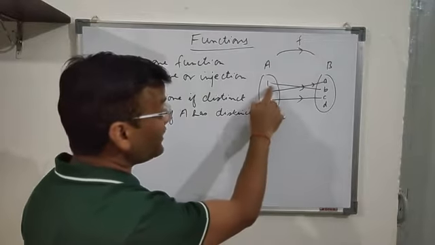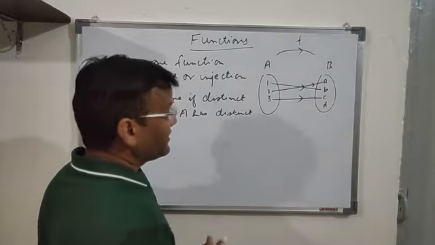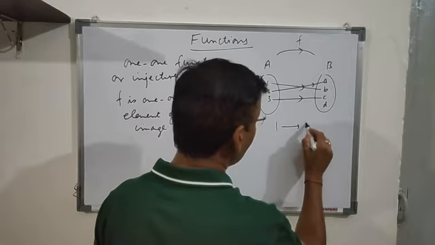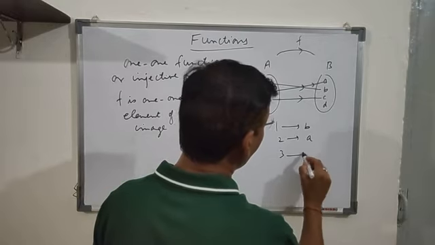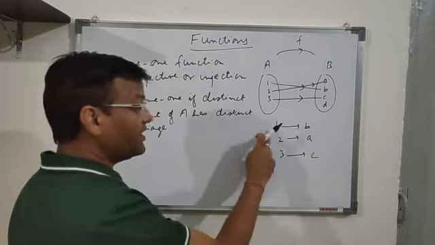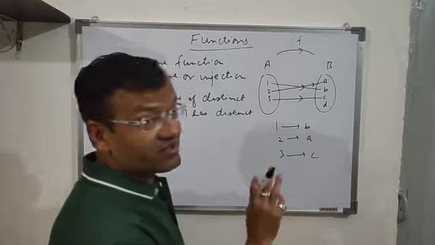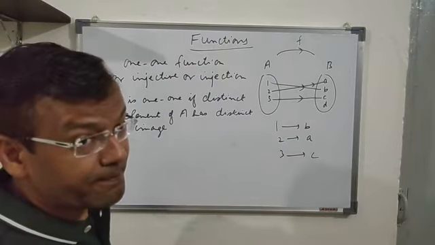So if 1 is having the image B, 2 is having the image A, and 3 is having the image C, then different elements have different images. So this is said to be a 1-1 function.